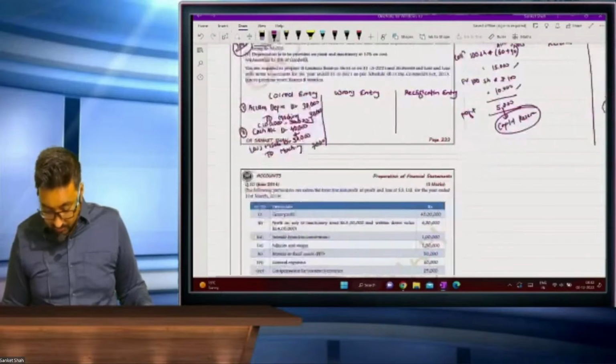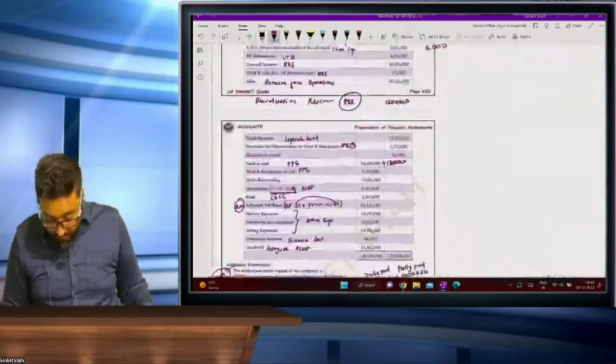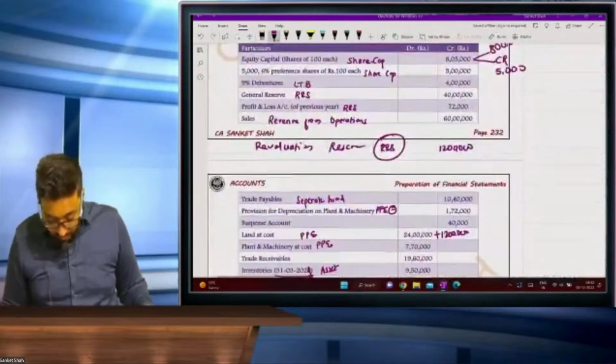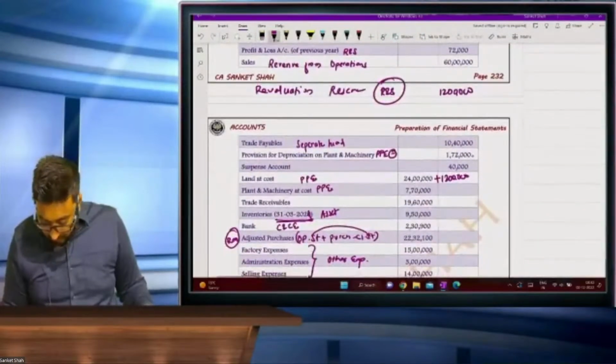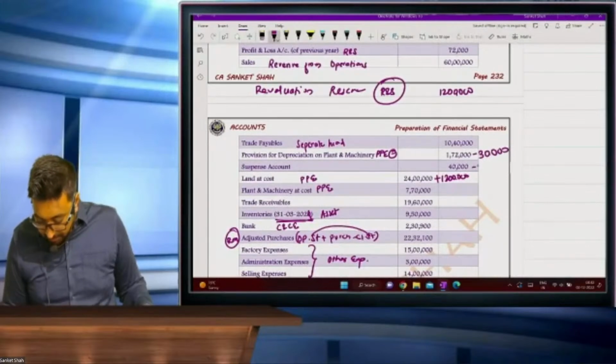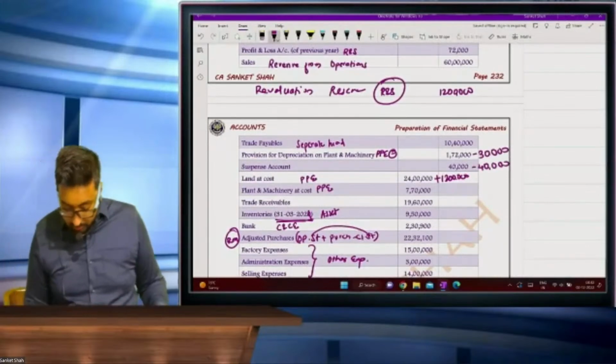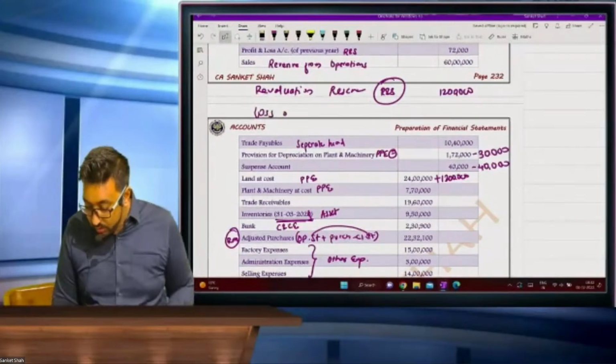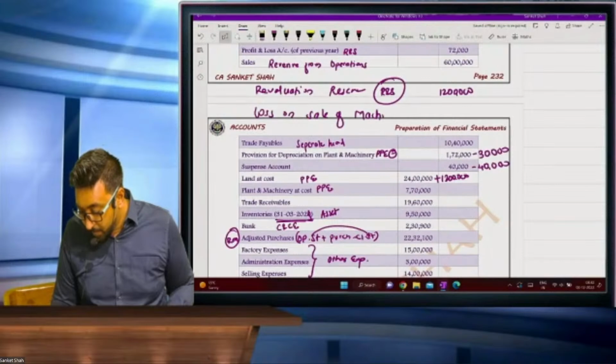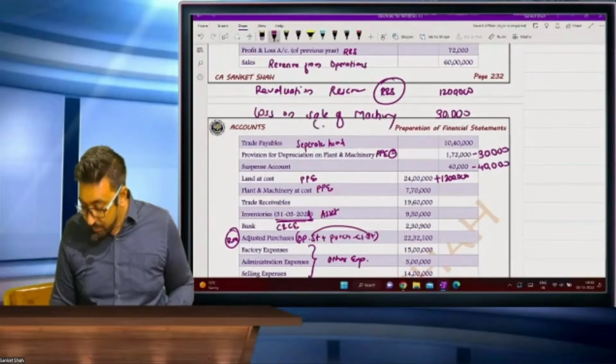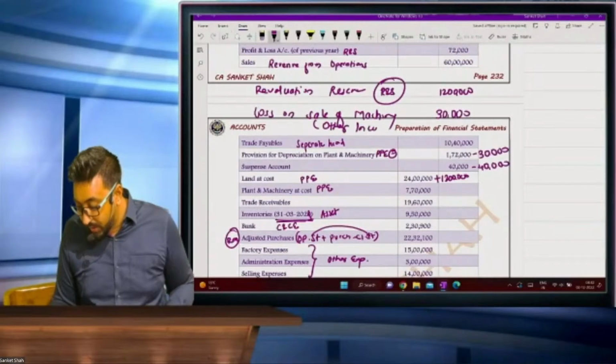Now effects, accumulated depreciation, beta. Update your trial balance, cancel by 30,000, suspense cancel by 40,000. New item: loss on sale of machinery 30,000. This is a deduction from other income.